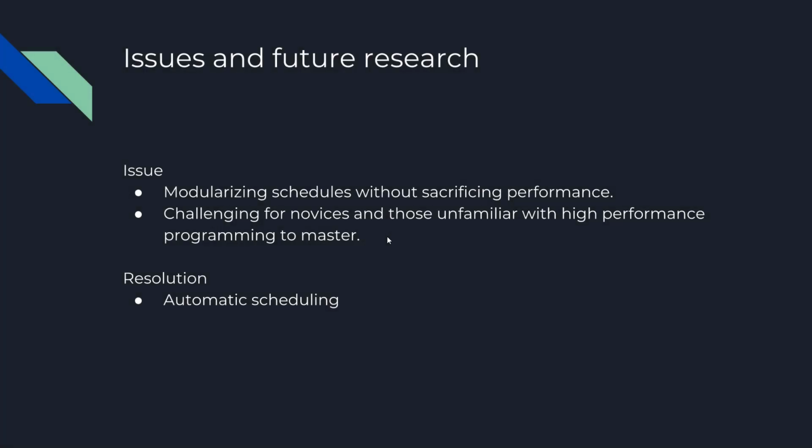This brings us on to issues in future research. Currently, there are 2 issues with Halide that are mentioned in the paper. The first issue was modularizing schedules without sacrificing performance. This is apparently still an issue with Halide. Another issue was that it's apparently challenging for novices and those unfamiliar with high-performance programming to master. Both of these issues can be resolved using automatic scheduling, which is still being made and verified that it works. However, it has been very promising, apparently.